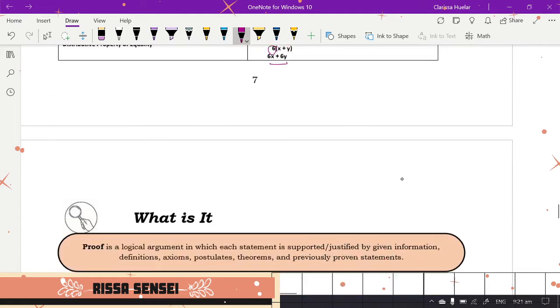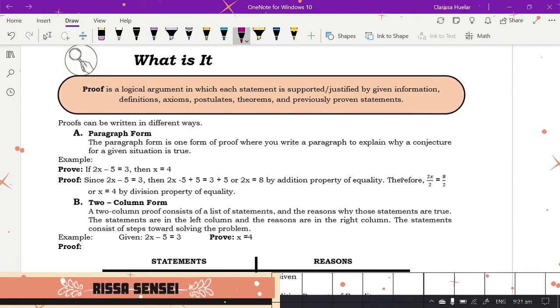Okay? So, ayun. And when proving, gumagamit nga tayo ng definitions, properties, axioms, postulates, theorems. Postulates, ito hindi na kailangan i-prove. Theorems, ito po yung mga statements na kailangan pa natin i-prove gamit yung mga postulates and definitions. And of course, previously proven theorems. And proofs can be written in different ways. It can be in paragraph form. So, parang ina-explain mo lang.